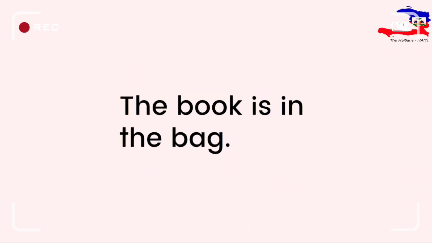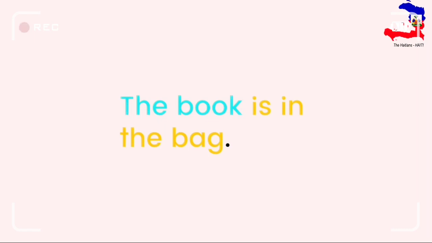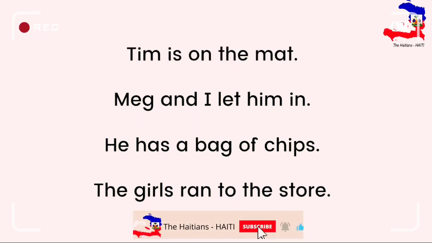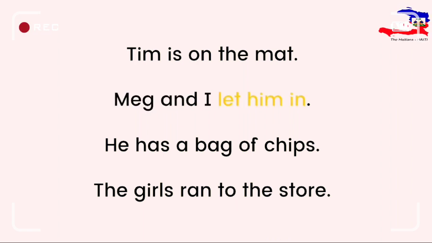Sentences are usually divided into two parts, the subject and the predicate. The subject usually tells who or what is doing something, and the predicate tells what is done. To make a sentence, it is necessary to have both a subject and a predicate. Let's look at some other sentences. Tim is on the mat. Tim is the subject, and is on the mat is the predicate. Here's another sentence. Meg and I let him in. Meg and I is the subject, and let him in is the predicate.